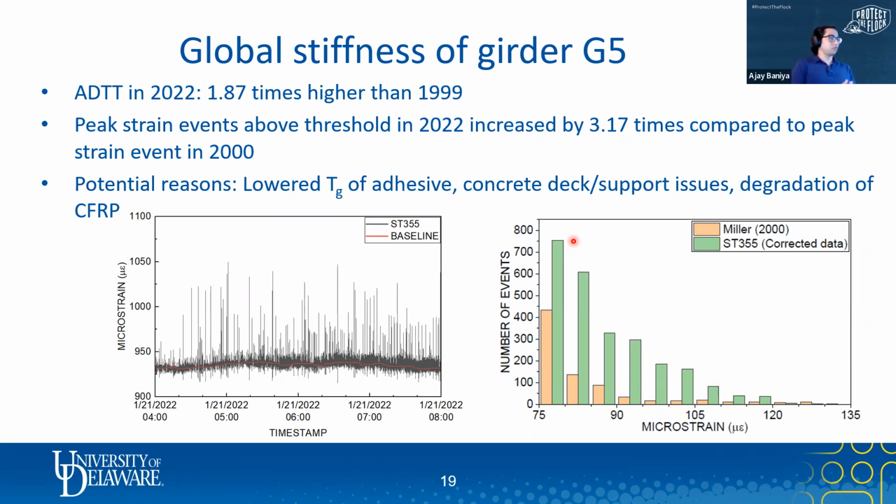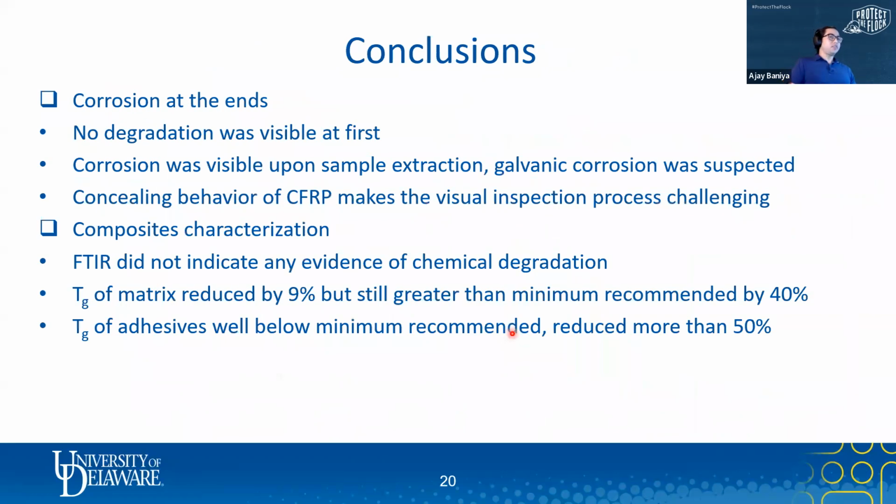First one being the issues with the concrete deck and support system, which we did not evaluate. And like we said before, in the DSC test, the Tg of the adhesive was found reduced, which as well could have affected the ability of CFRP to assist in the stiffness. And finally, from all these tests and observations, we conclude that CFRP does possess concealing behavior.